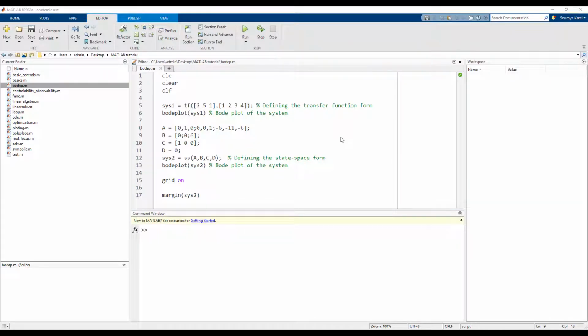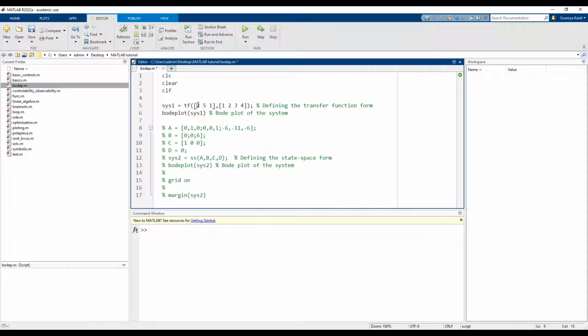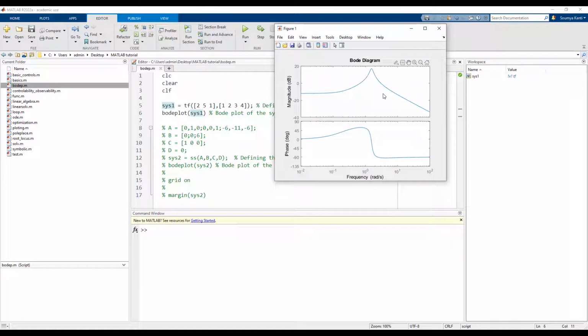Now we will see how to plot Bode plots in MATLAB. Like previous times, you can define the system in either state space form or transfer function form, so both in time domain or frequency domain. Suppose the numerator and denominator polynomial coefficients are given like this, and if I use the Bode command and give it the system, it will generate the Bode plot. You can see this is the Bode plot of the system. This is the magnitude plot and this is the phase plot.